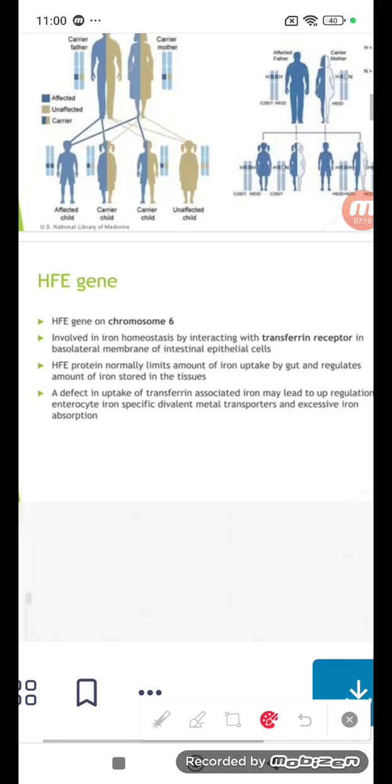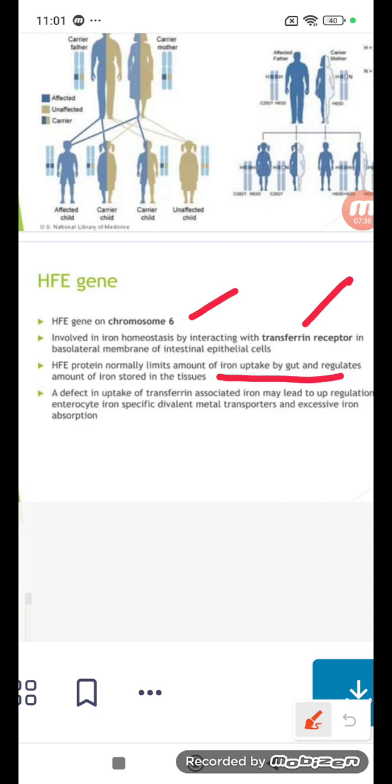And what about the HFE gene? Already mentioned this point: the HFE gene is on the sixth chromosome. It is involved in iron homeostasis, in transferrin receptors, at the basolateral membrane of intestinal epithelial cells. This increases the protein. The HFE protein normally limits the amount of iron uptake from the gut and the amount of iron stored in the tissues in normal condition.